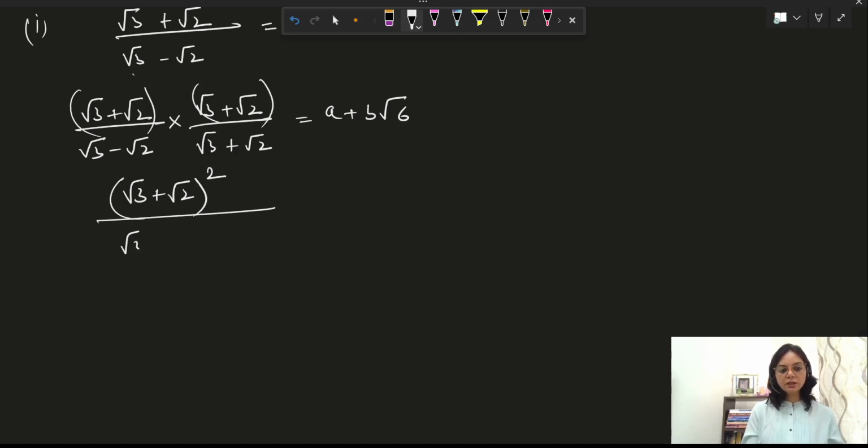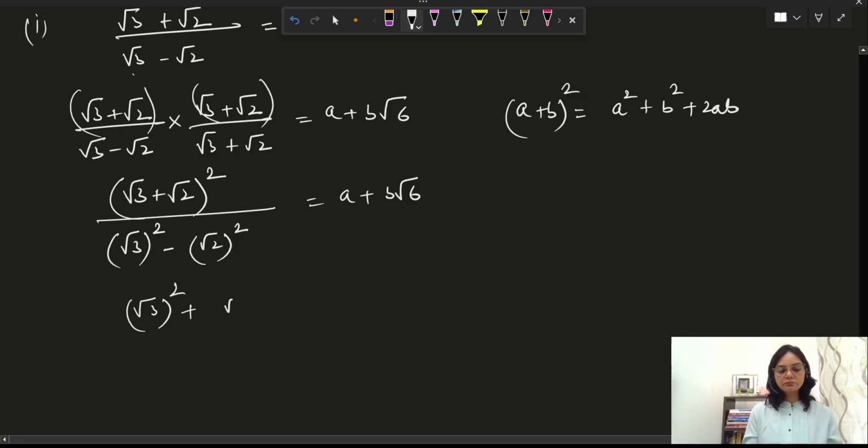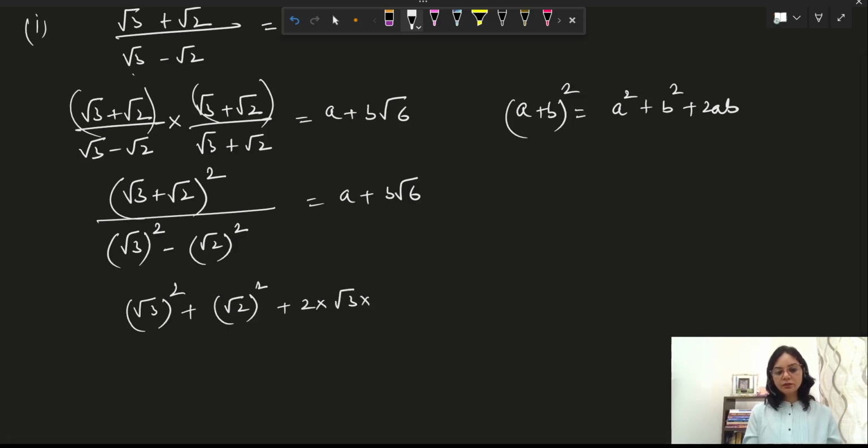The denominator again is of the form a plus b, a minus b. So a square minus b square. Same steps we have to follow. What is a plus b whole square? You should remember the identity: a square plus b square plus 2ab. Now a is root 3 square, b is root 2 square, 2 into a into b.